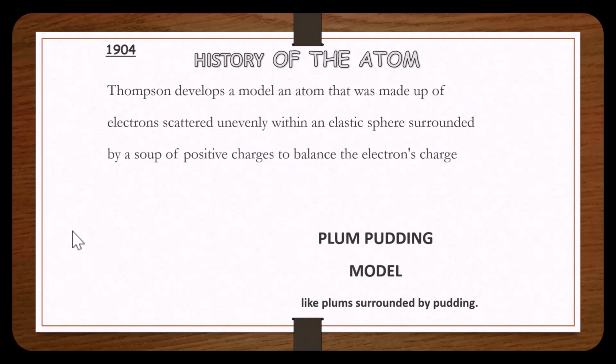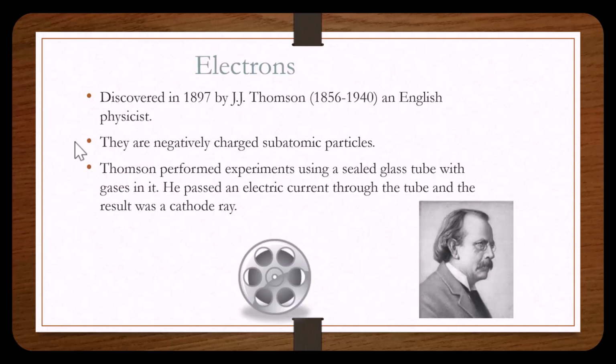In 1904, Thomson developed a model of an atom that was made up of electrons scattered unevenly within an elastic sphere surrounded by a soup of positive charges to balance out the electron's charge. This model was called the plum pudding model, like plums surrounded by pudding. Some years before this proposed model, Thomson discovered the subatomic electron, saying they are negatively charged subatomic particles.